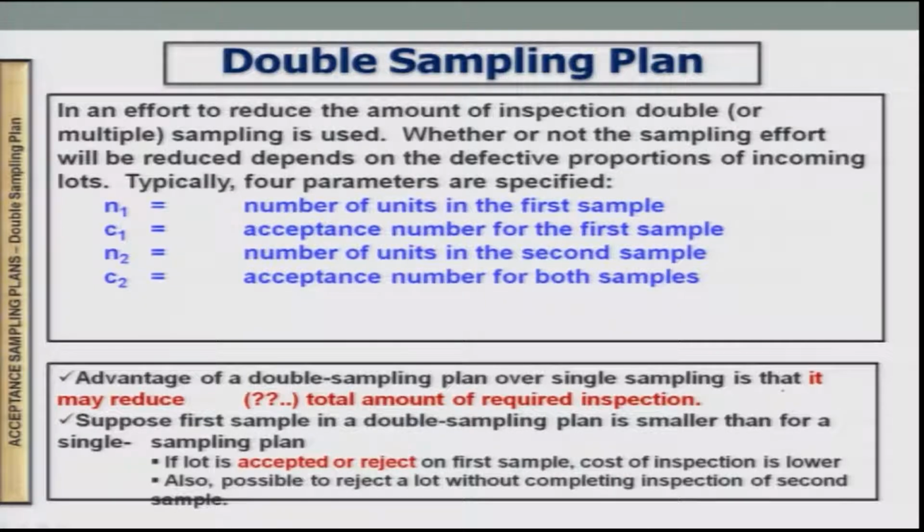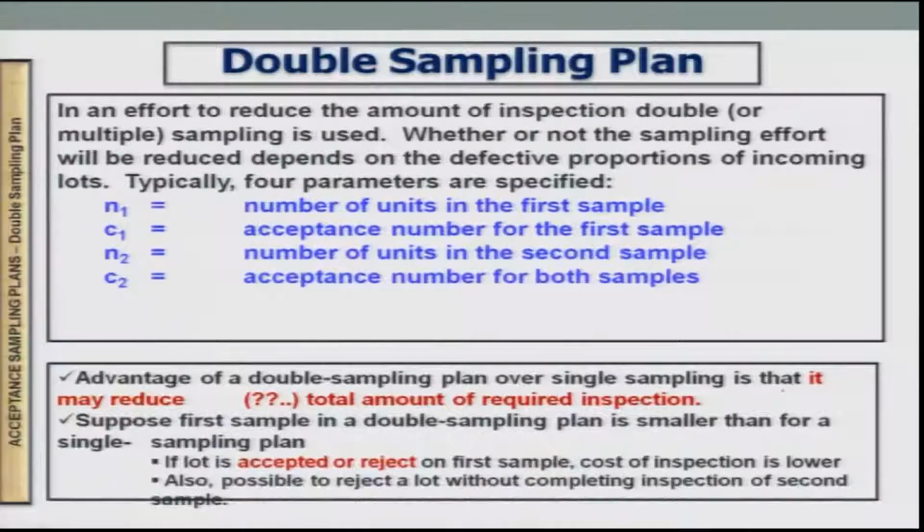we basically do a sampling where we pick up a set of observations for the first sample, which is given as N1, inspect it. If D1 is less than C1, you basically accept it. If D1 is greater than C1, you reject it. But there may be some instances where the values of D would be between some specified limits.